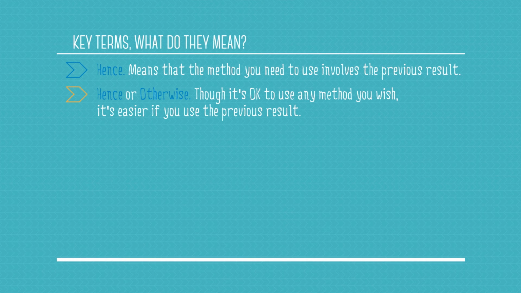Hence or otherwise gives you a few options. It's still the best way to do it, and I would always recommend, if you've got a hence or otherwise in part 2, use what you've worked out in part 1. That's why they've set it up that way. They want you to use that to work it through. But if you can think of another way, not necessarily a better way, but if you can think of a better way, then you can go and use it.